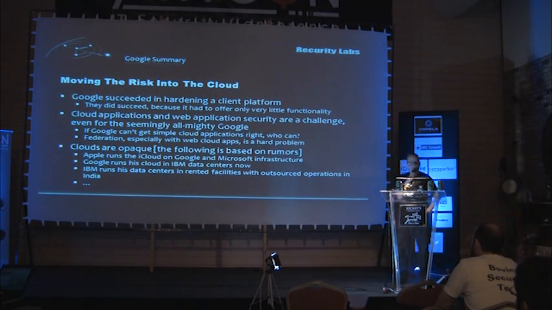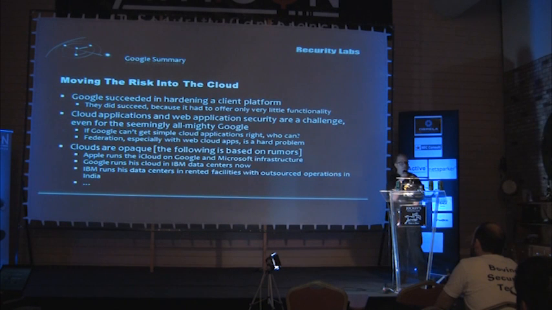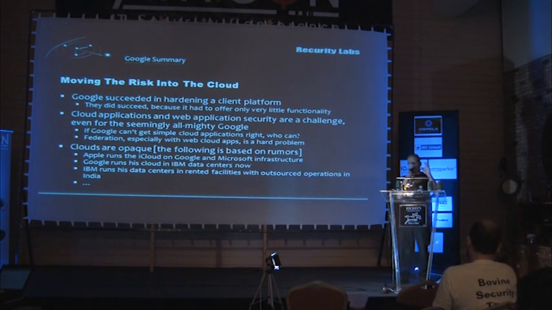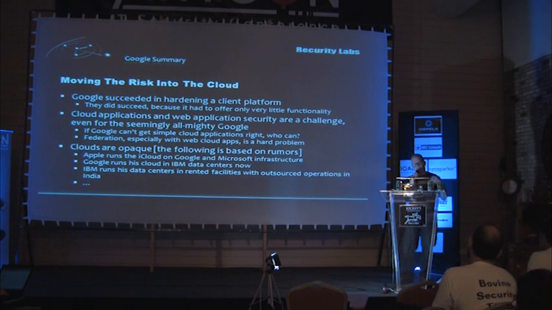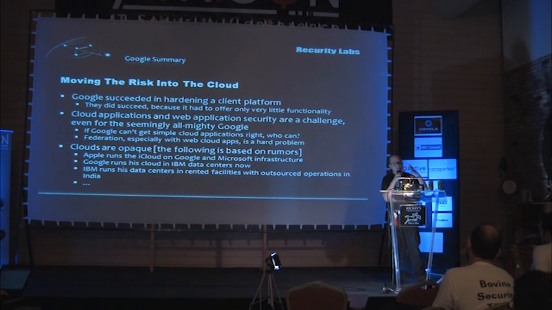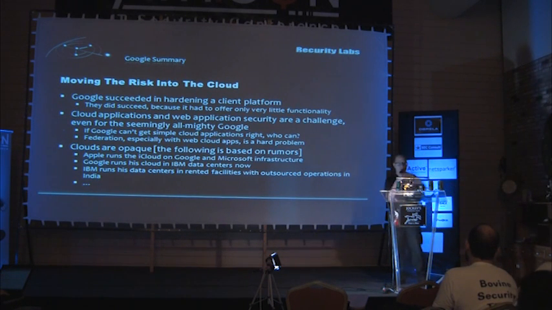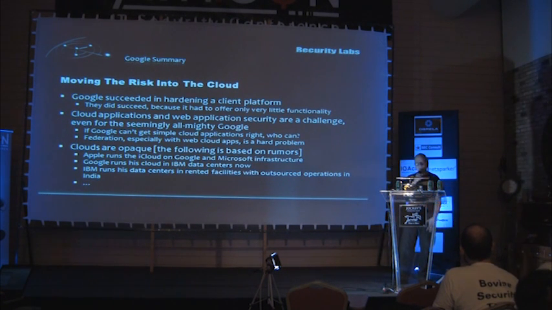So what you see here is, the Google summary is essentially, Google succeeded in hardening the client platform in order to make the user feel this is really safe and I can enter my data here. What in fact happens is you're moving the risk into the cloud, where the security challenges are still a lot harder, and even almighty Google makes mistakes in the form that, like, we learned how to do this right many years ago, but in cloud computing we throw away this knowledge and begin anew as if nothing happened.